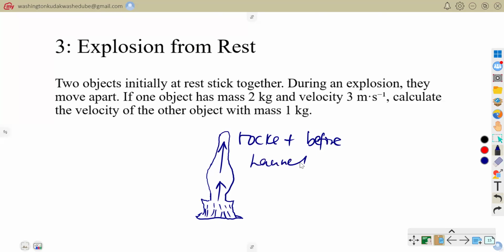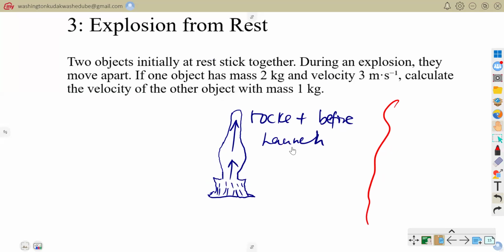This is our rocket before launch. This example is the perfect example that can help us to picture this scenario where we are saying that we can have an explosion that is coming after what? From rest. So we are having our rocket before launch, and then we will now have our rocket after launch. So now we are saying that this becomes our rocket after launch.